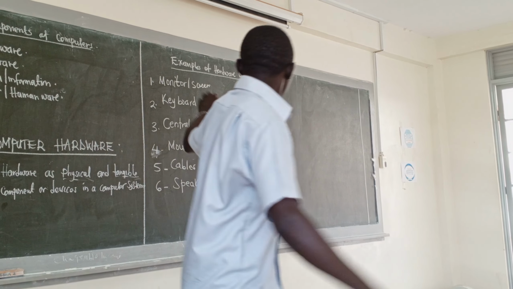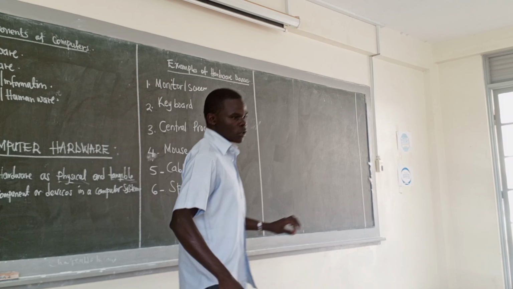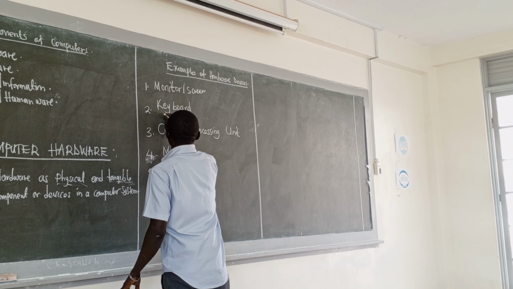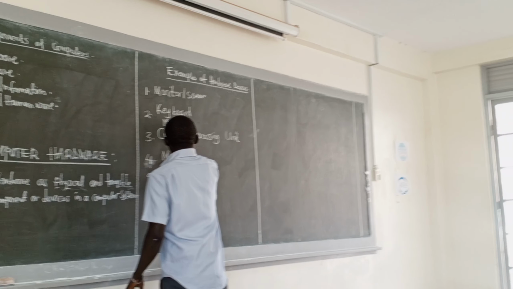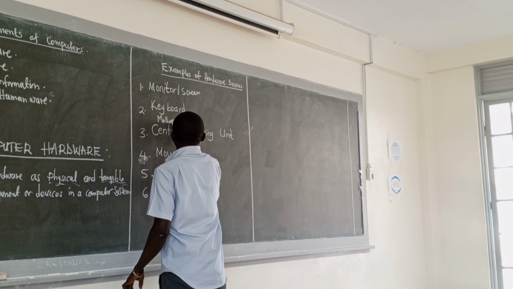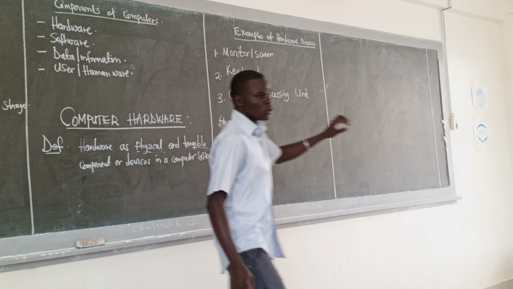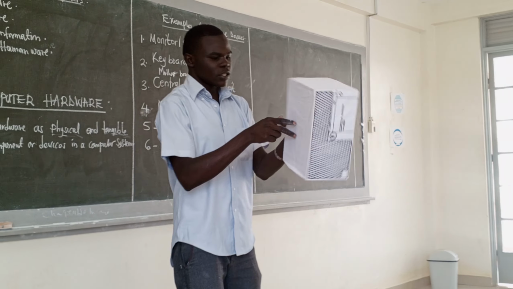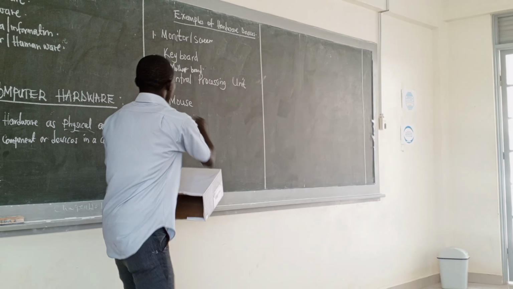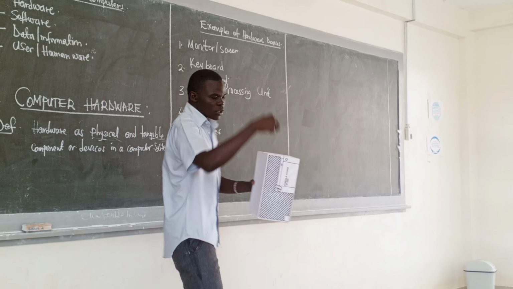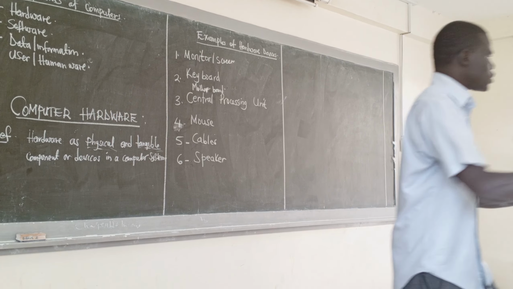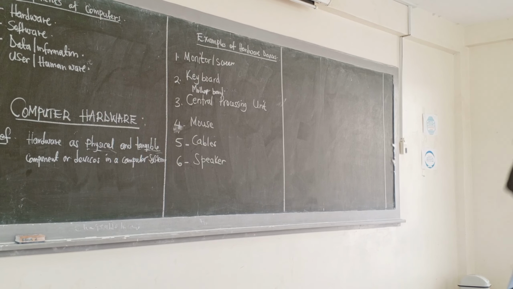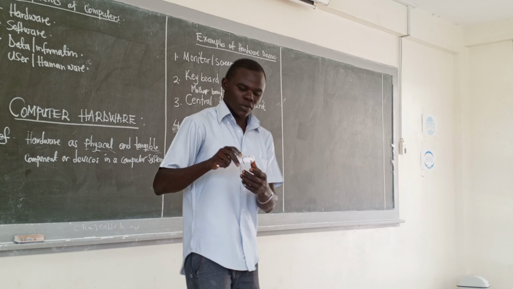We have the central processing unit. The central processing unit, we can say this is the one, the motherboard. We have the motherboard, which is here. This is what is called the motherboard. And the CPU, the central processing unit, is found inside the motherboard. And we have the mouse, which is here. This is what is meant by mouse.